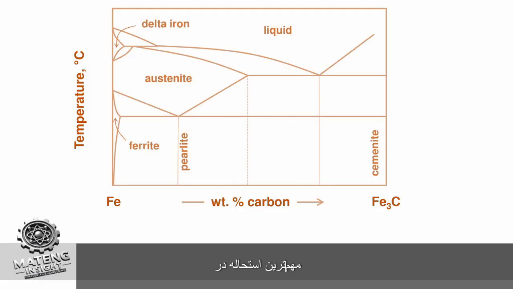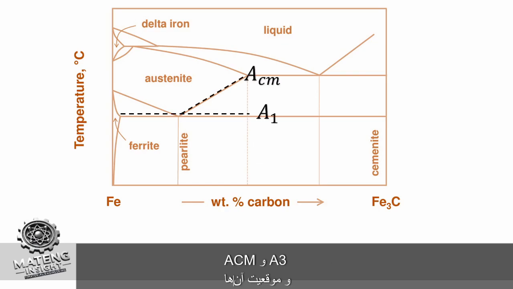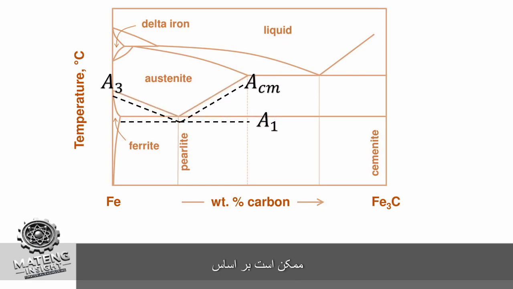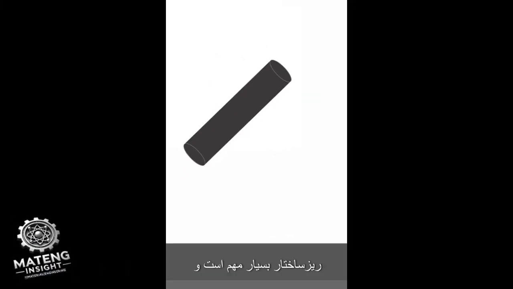The most important transformation in the Iron-Carbon diagram is the eutectoid transformation, where one solid phase turns into two solid phases. In this transformation, there are three essential lines: A1, ACM, and A3, and their location may be moved according to the condition. Microstructure is very important and determines mechanical properties. So, we must control microstructure after manufacturing to reach desirable mechanical properties.